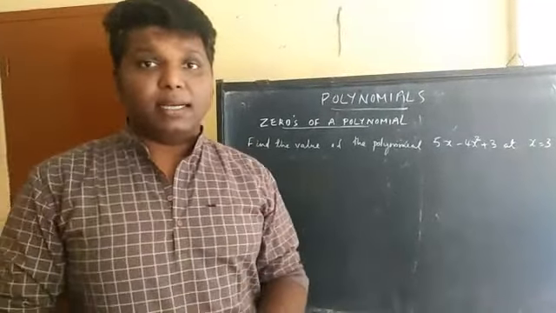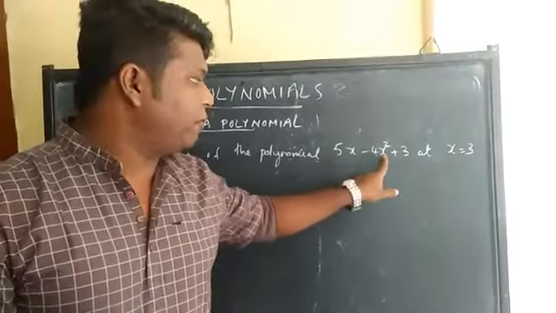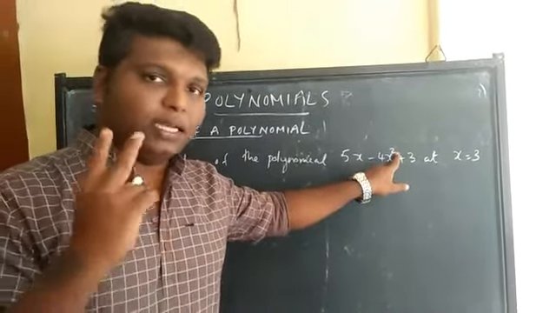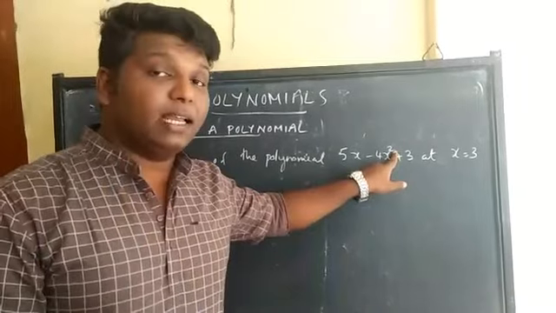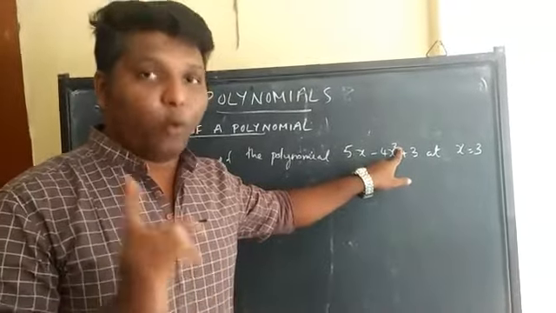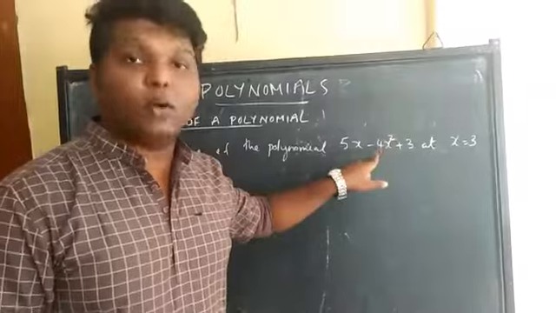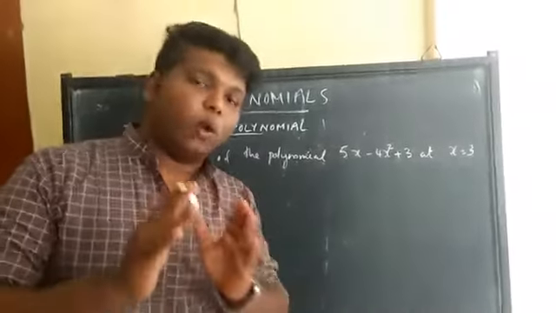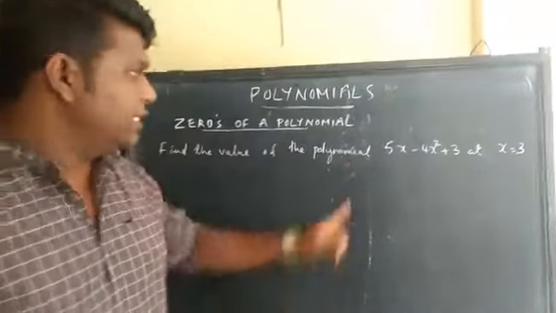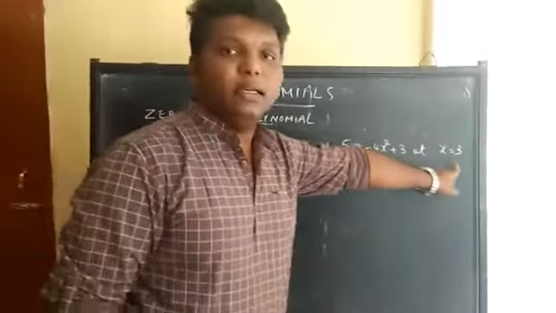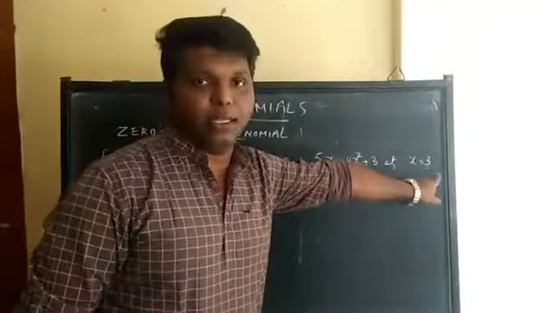Zeros means the answer of a polynomial. Last day I told you about polynomial. This is a polynomial, and you can see here this polynomial is a second degree polynomial because the highest power of x is 2 here. That's why it is a second degree polynomial, and a second degree polynomial is what we call a quadratic polynomial, right? So this is a quadratic polynomial. For this quadratic polynomial, our question is we have to find the value when x is equal to 3.